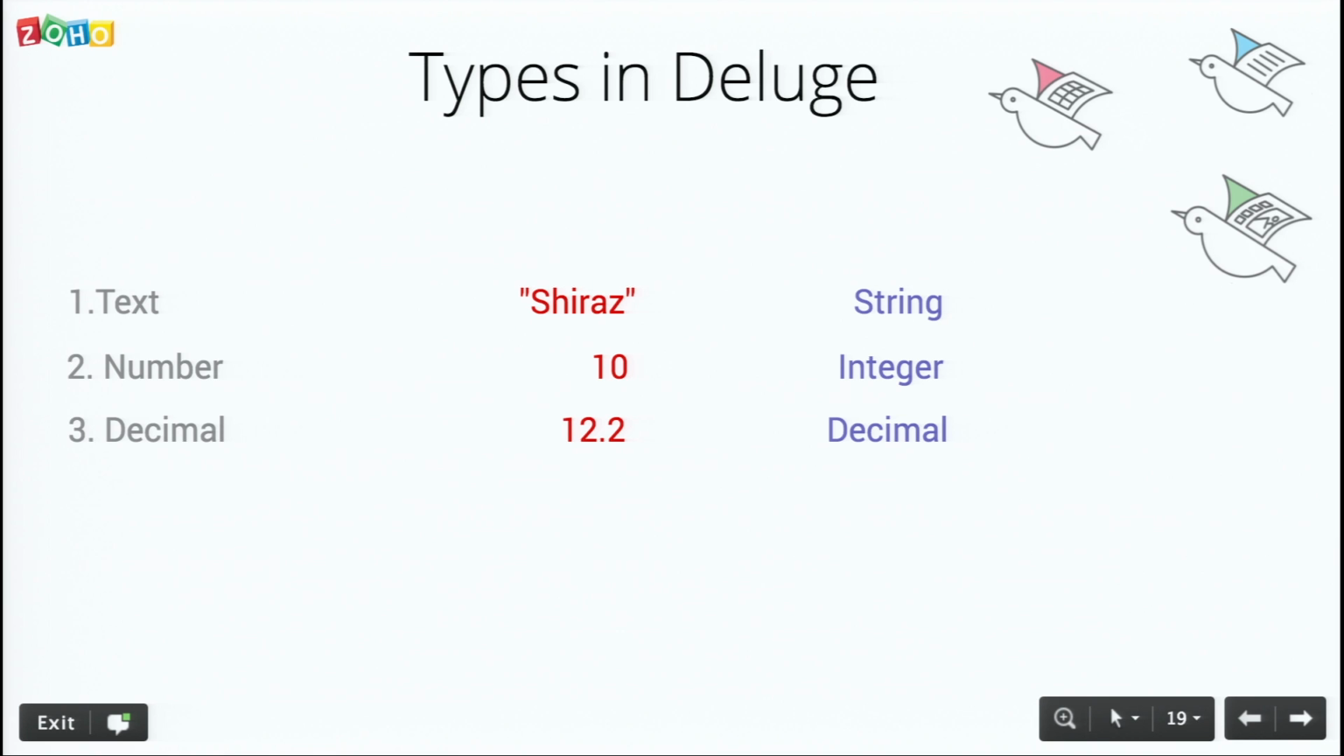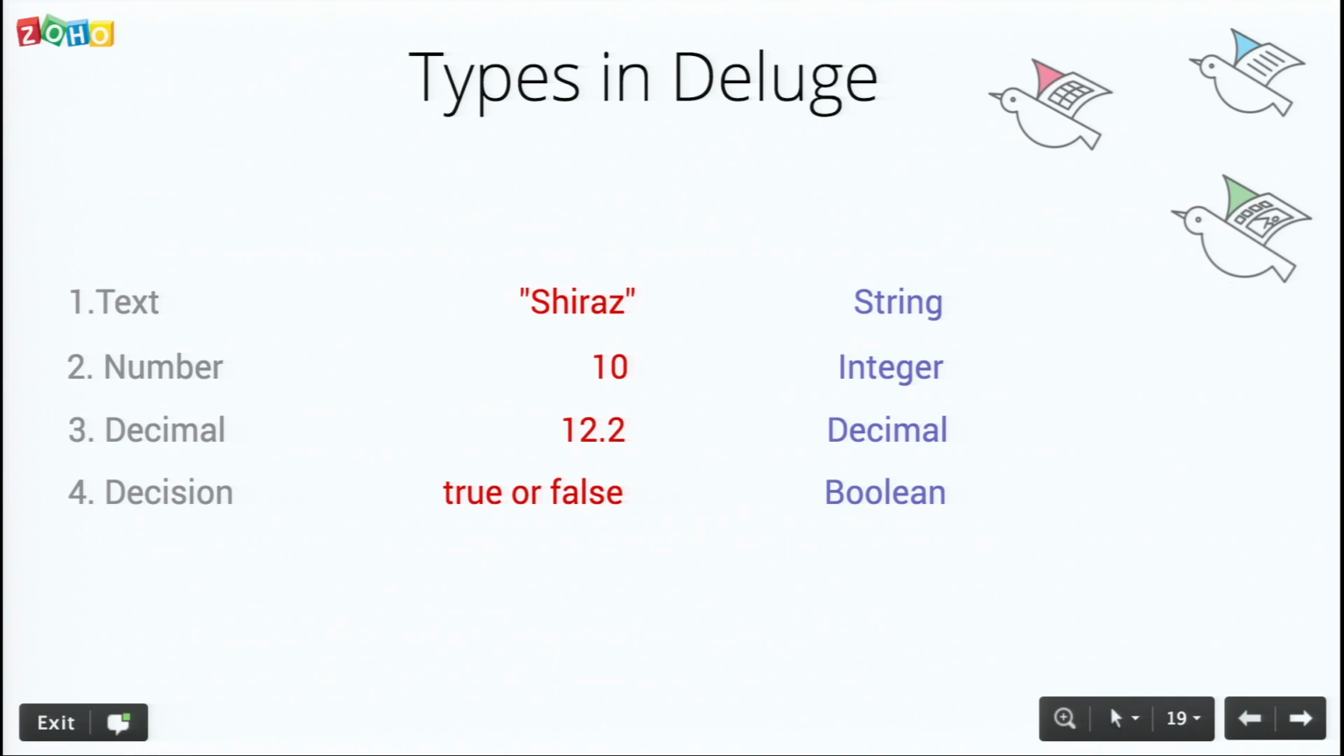So this is decimal. When you see something without a double quote and just a number with a dot in it, we call that a decimal. There is something we'll use most often. If the answer is yes or no, or true or false, we call that a decision.